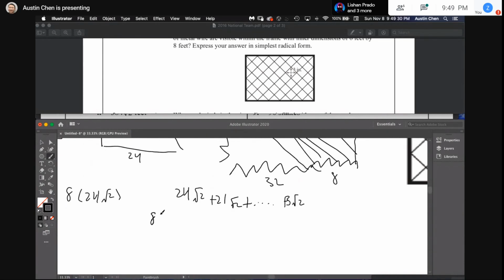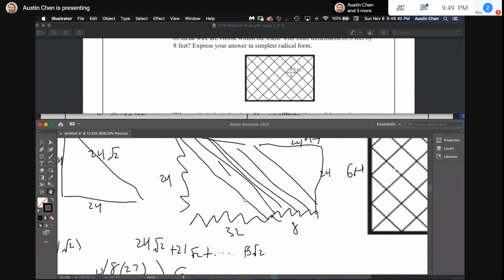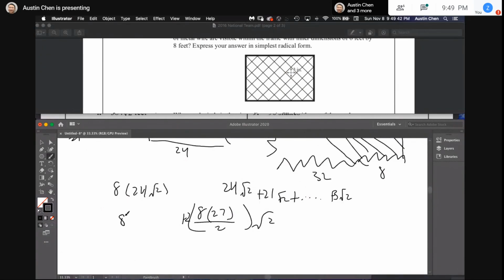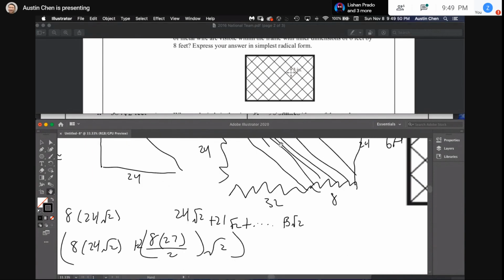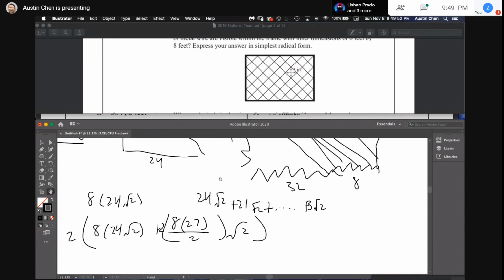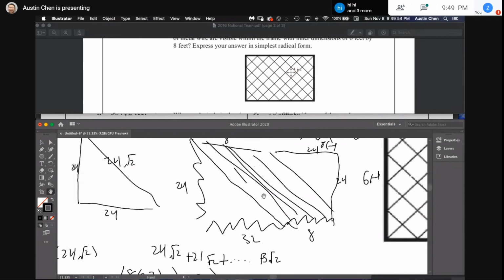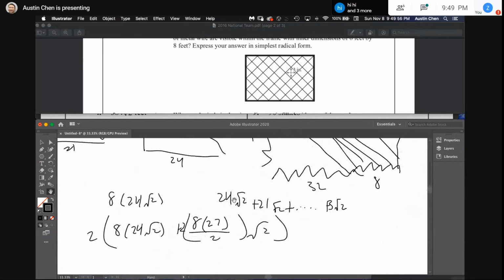So this will just be 8 times 27 over 2 times root 2. And we need to double this, right? Because we have another triangle there. And then we need to add this to our 8 diagonal things. And then we need to multiply this by 2, right? Because we counted all the diagonals in one direction. So we need to have the diagonals in the other direction as well.